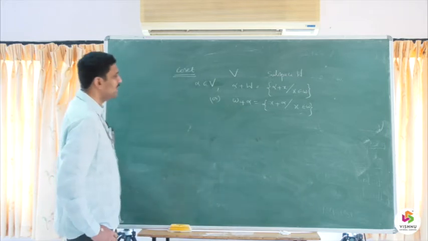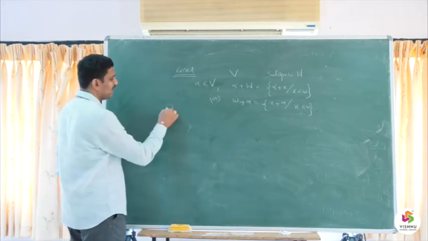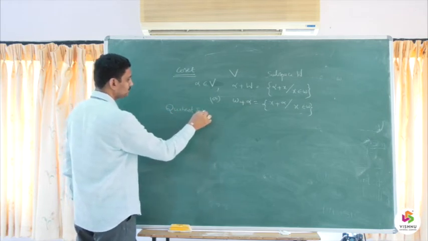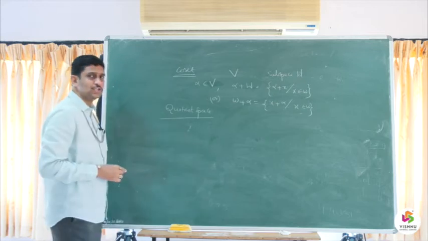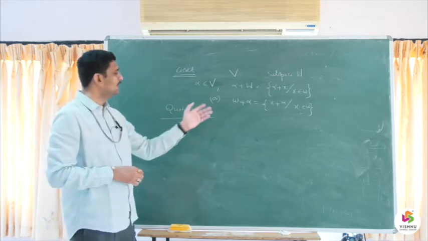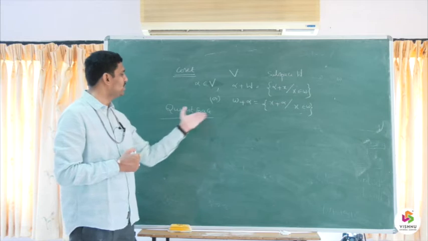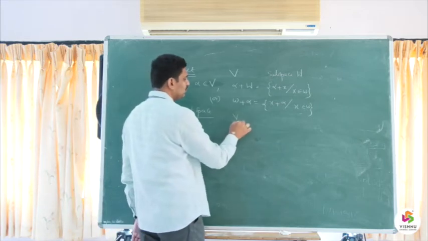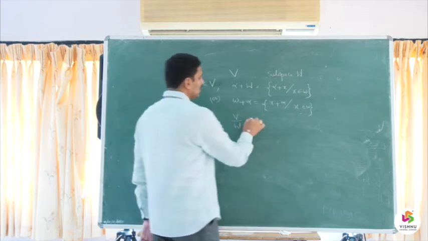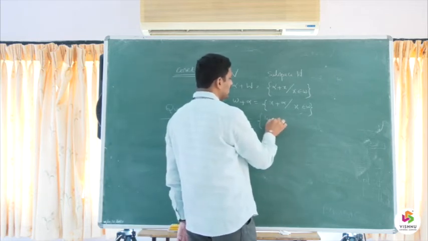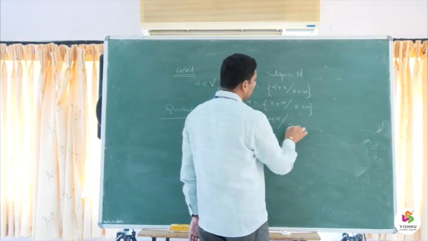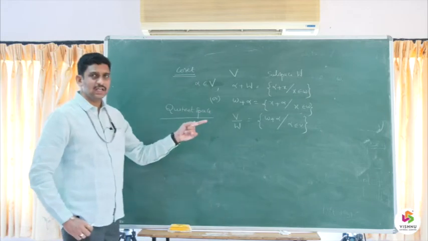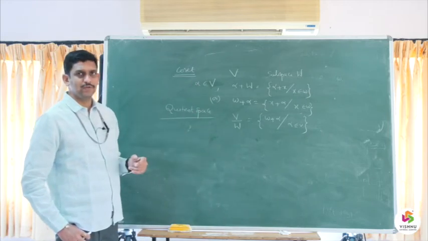Based on the definition of coset, we define the quotient space. As you have studied quotient group, quotient ring, etc., in the same pattern we study the quotient space here. It is defined as V by W, the set of all cosets W plus alpha such that alpha belongs to V. So for each vector in V, the corresponding coset will belong to V by W.